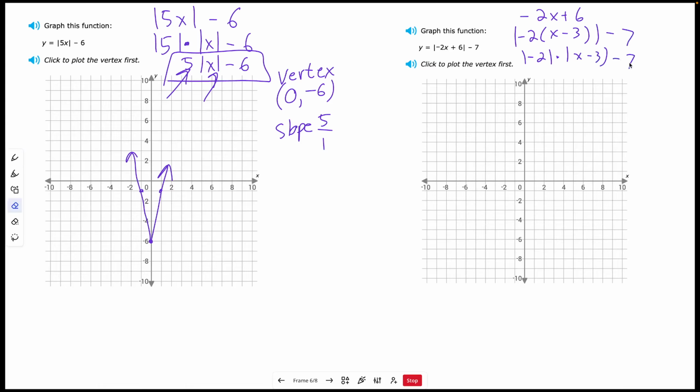And let's do the absolute value here. And now the absolute value of negative 2 is, again, the positive version. So this becomes 2 absolute value x minus 3 minus 7. And then the vertex is 3, negative 7. So here's our vertex. It has a slope of 2 over 1. So boom and boom. And here's our graph.